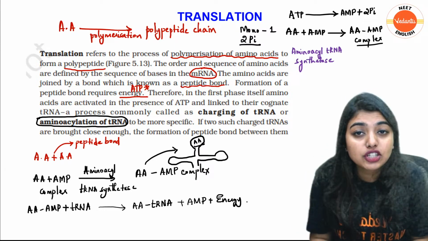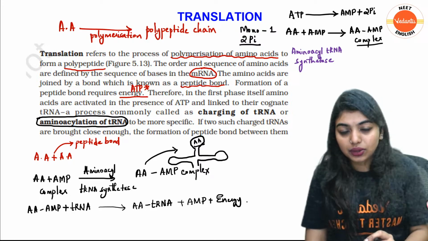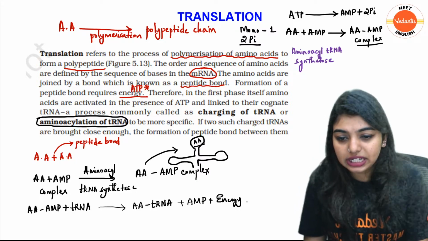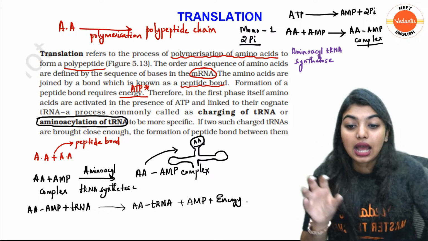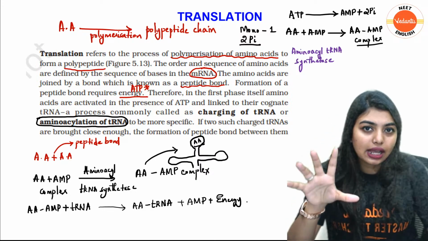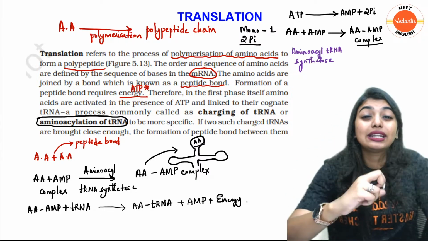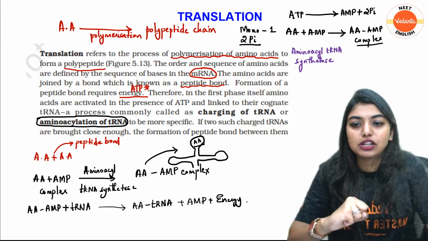With the help of which enzyme? Amino acyl tRNA synthetase. Remember, amino acyl tRNA synthetase. This is very important from the NEET point of view. Now, after forming the complex, this will enter the amino acid acceptor site on the tRNA. What are they trying to do? They are doing amino acylation of the tRNA, to enter the tRNA. Then only amino acids will be accepted. Then only a polypeptide chain can be formed.